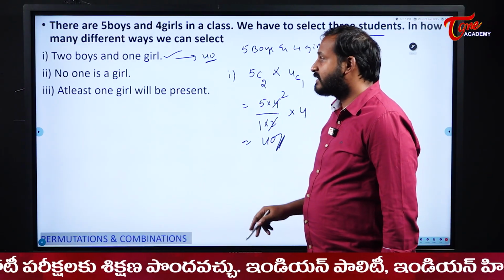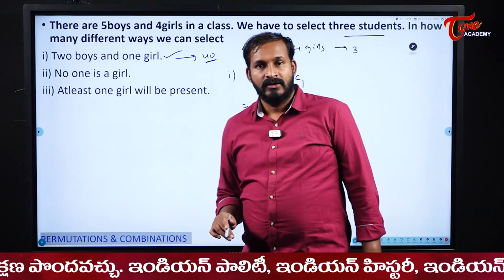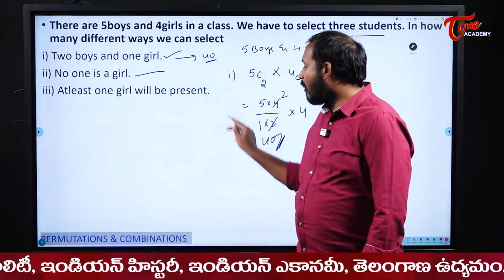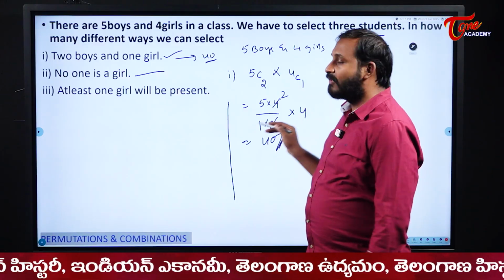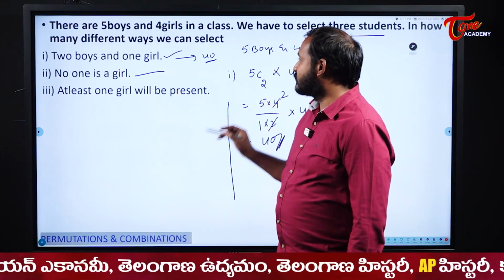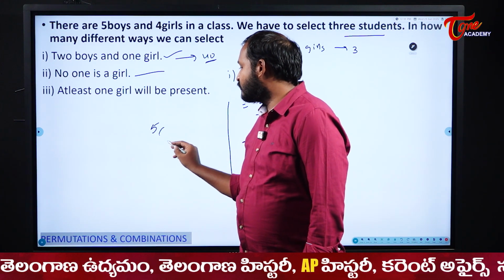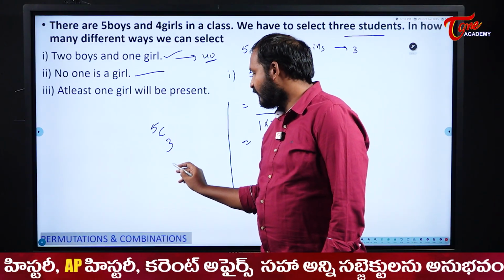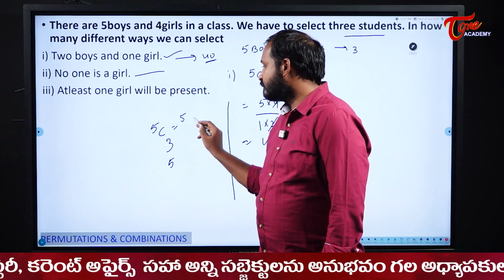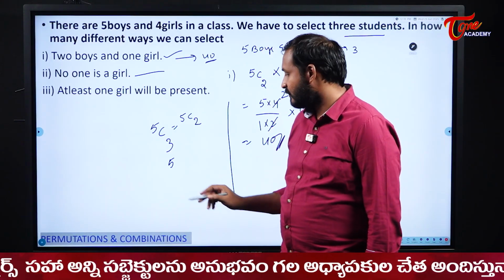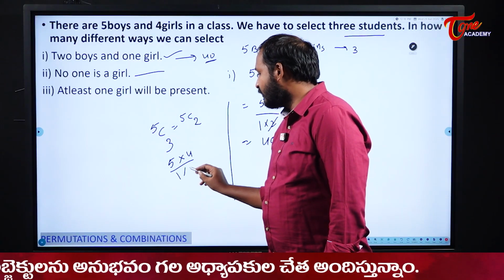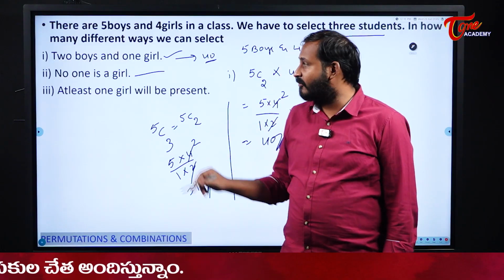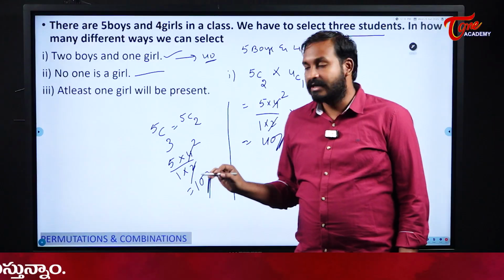Then next one is no one is a girl. No one is a girl means what does it tell us, students? That means all the 3 persons in that group should be boys only. So from 5 boys I need to choose 3 boys. So 5C3 is also equal to 5C2, right? 5 minus 3 is 2. So 5C2, what I can write? 5 into 4 by 1 into 2, it becomes 10. So in how many ways can I select without having a girl? I can do it in 10 different ways.